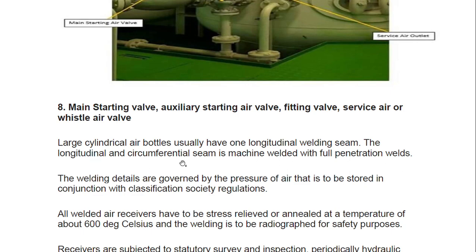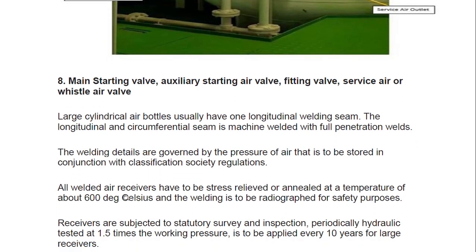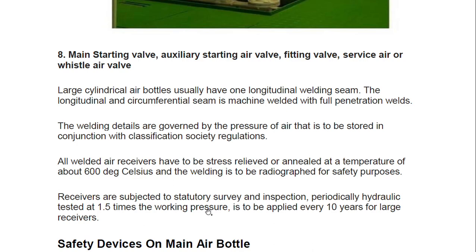Large cylindrical air bottles usually have no longitudinal welding seam. The longitudinal and circumferential seams are machine welded with full penetration weld. The welding details are governed by the pressure of air to be stored, in conjunction with classification society regulations. All welded air receivers have to be stress relieved or annealed at a temperature of about 600 degrees Celsius, and the welding is to be radiographed for safety purposes. Receivers are subjected to statutory survey and inspection. Periodically, hydraulic testing at 1.5 times the working pressure is to be applied every 10 years for large receivers.